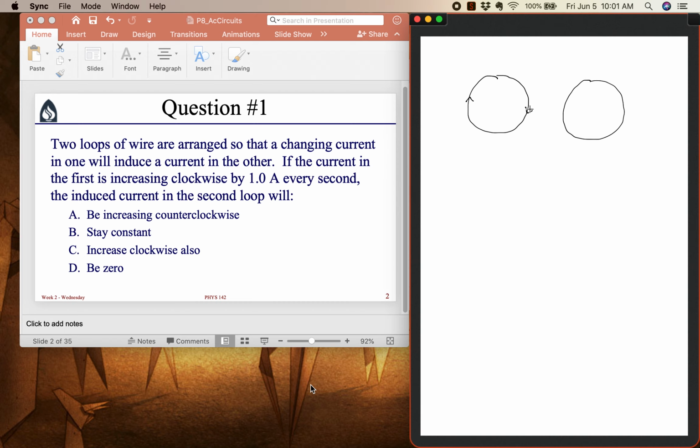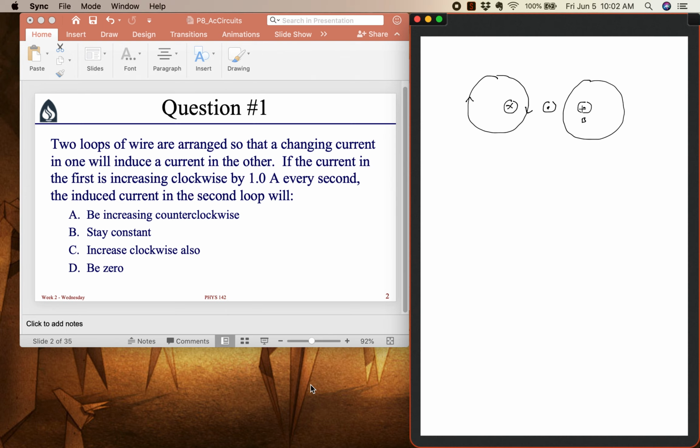So think about grabbing this edge. Fingers sweep downward inside this loop, and they would sweep upward outside the loop. So here the magnetic field made by this loop is upwards, and inside this loop it would be upwards as well. So this is the magnetic field that's made by the primary. If the current is increasing, this magnetic field is increasing. And of course we remember that loops don't like changes in flux.